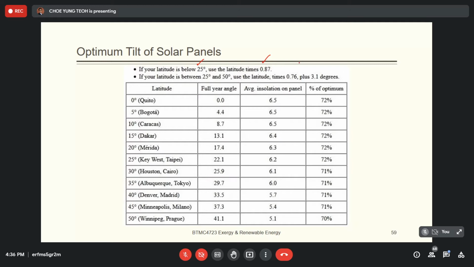If you follow this equation, you will get an optimal value of 72%. Of course, you will not get 100%. 100% means that you always face the sun. So we get 72%. Let's say we take Kuala Lumpur as a reference. Kuala Lumpur is 3 degrees north, which is below 25 latitude. So 3 times 0.87, and the optimum angle is 2.6 degrees for Kuala Lumpur. But why do they use 5 to 10?